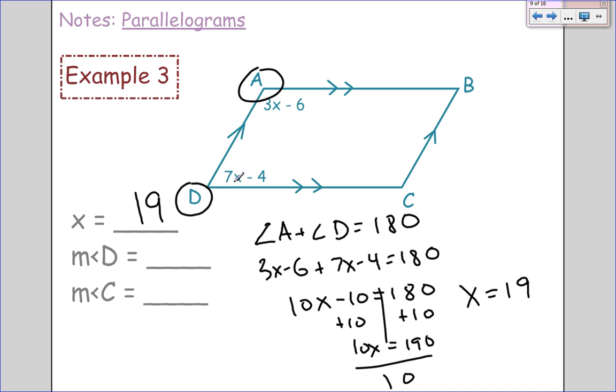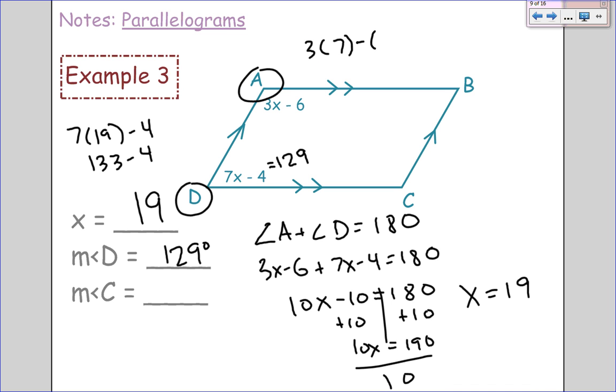Now to find angle D, we just plug in. So 7 times 19 minus 4. So 7 times 19 is 133, minus 4 is 129. Now I could go find angle A. I could set 3 times 7 minus 6. Did I plug something in wrong? No, that should be fine. So 21, no, something got plugged in wrong.